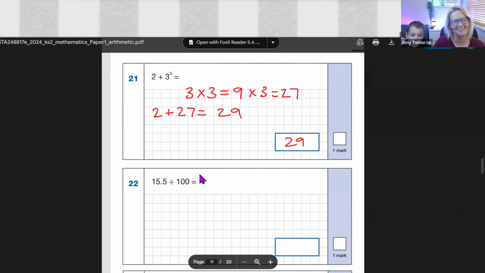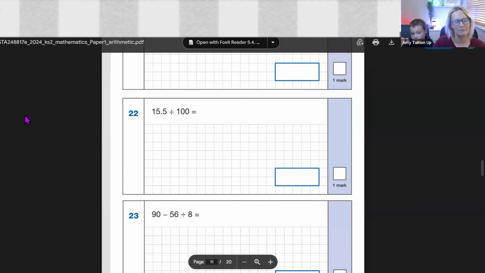Is that all right? Yeah. Okay, so we've got 15.5 divided by 100. Just a note on the pen as well, I am using red, and that is not allowed. If you're in your SATs, it has to be blue or black, but I'm just doing it so you guys can see. So we're dividing by 100, and I've been doing this a lot with my classes recently. It means we need to move the digits 2 places to the right, because we are dividing, so the number's getting smaller. So it will be 0.155. What do you think about that one?